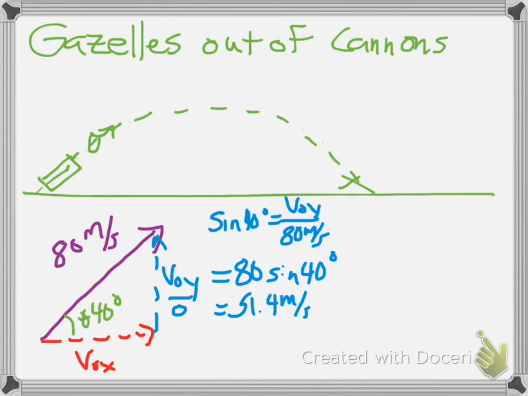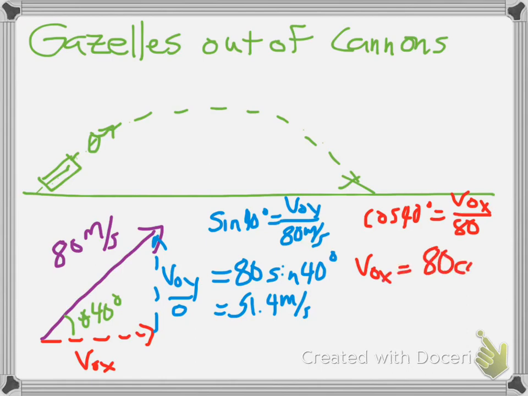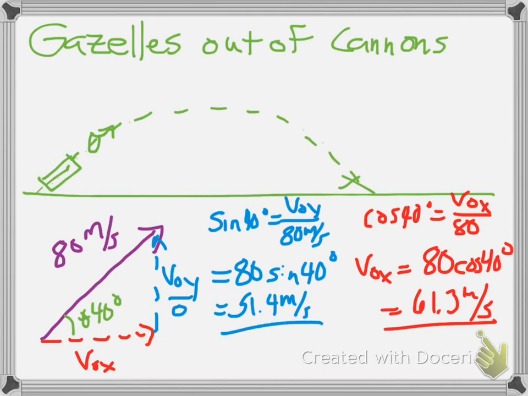Similarly, if we are going to do the x direction, we can use cosine, right? Cosine of 40 degrees would be equal to V0x over 80, or V0x would be equal to 80 cosine of 40 degrees, or 61.3 meters per second. So now, is the 80 in the x or the y? Well, it's neither, but we have an x direction velocity of 61.3 meters per second, and we also have a y direction velocity of 51.4 meters per second.